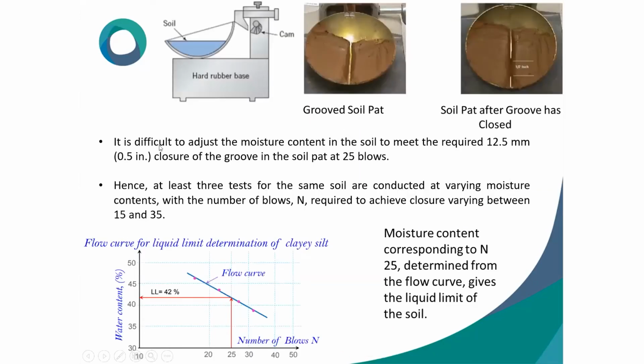See, it is difficult to adjust the moisture content in the soil to match the required 12.5 mm closure of the groove. I already told you this is the soil sample. You prepare the paste, then you cut the groove, and you repeat it at least 3 times. You can see 1, 2, 3, 4. It means we did 4 trials, and we have taken the number of blows with respect to 25. Then you will tell that 42% of water is present.